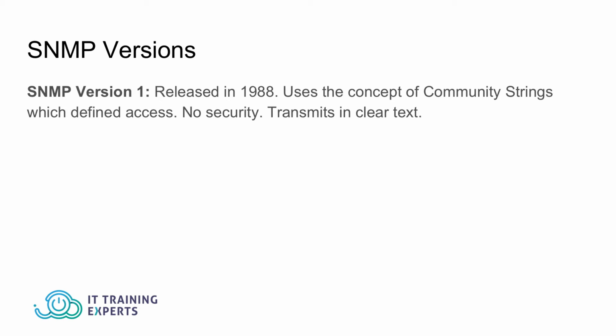The challenge with the early version of SNMP is there was no security. You had to use other protocols to provide security, and it wasn't widely deployed using those. It transmitted data in clear text, and that was its biggest downfall from a security perspective.